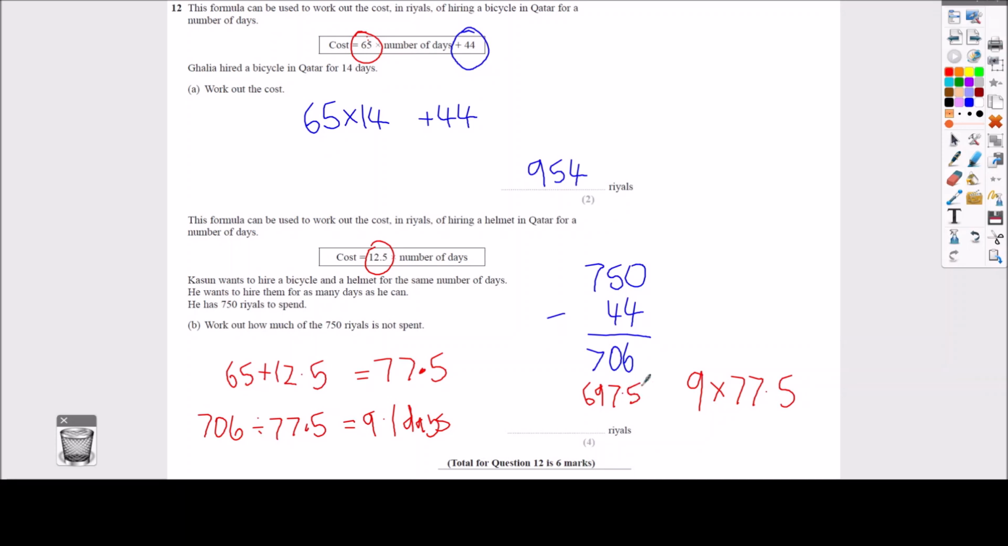697.5. So how much money are we going to have left over? Well, you do 706, take away 697.5, and the amount of money left over is going to be 8.5. 8.5 rials.